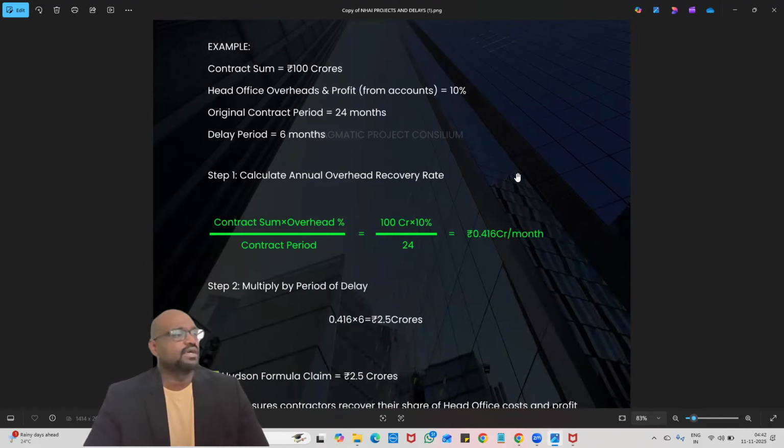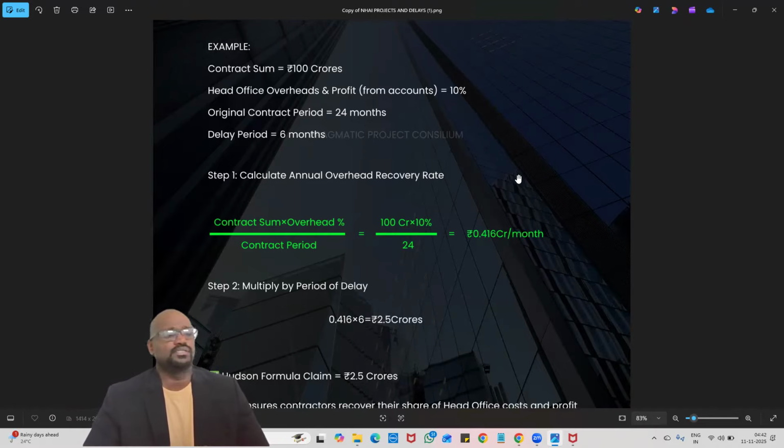Calculate the annual overhead recovery rate. Contract sum, here it is 100 crore, multiplied by the head office percentage, which is 10%, and divided by 24 months to find the per month rate. Or you divide by 24 into 365 to find the per day rate, because sometimes delay analysis will come in days, not months. So you have to calculate in days and find the per day head office cost.